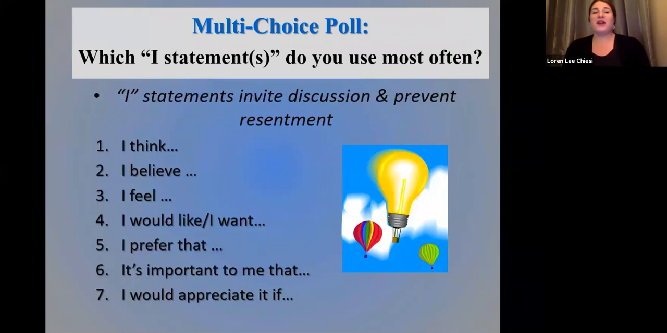The next thing we're going to talk about is I statements. I statements are really wonderful and effective when you're having effective communication with another person, because you're putting your own visions, your own thoughts, your own opinions ahead of the accusation, the question, the conflict. And it's usually you're saying a statement that is an opinion statement. So if you look at this list of opinion statements, what are the ones that you feel like you use the most?